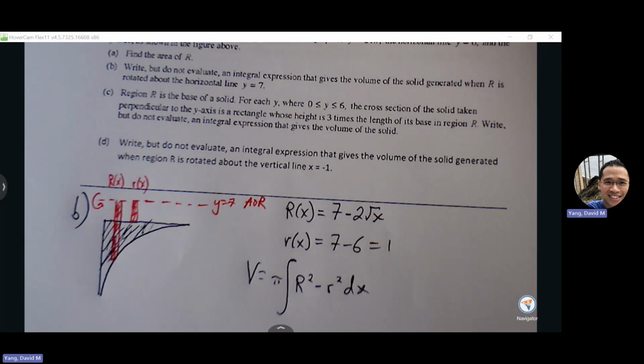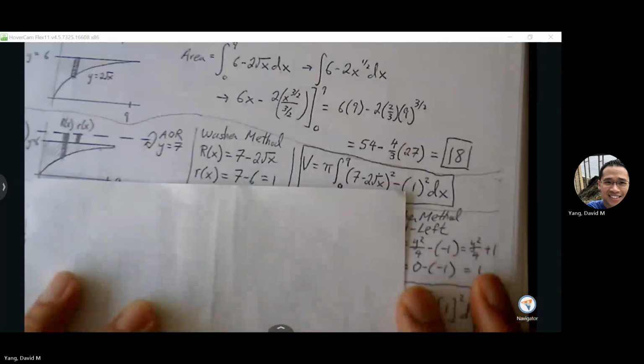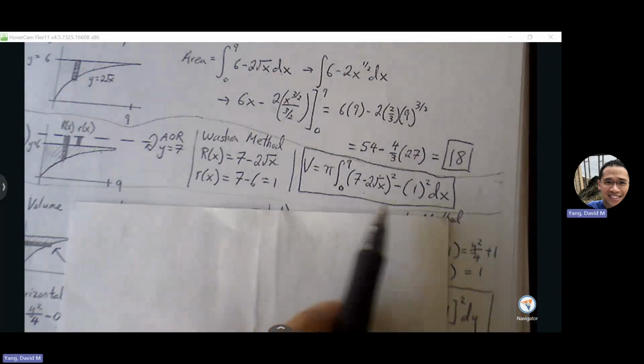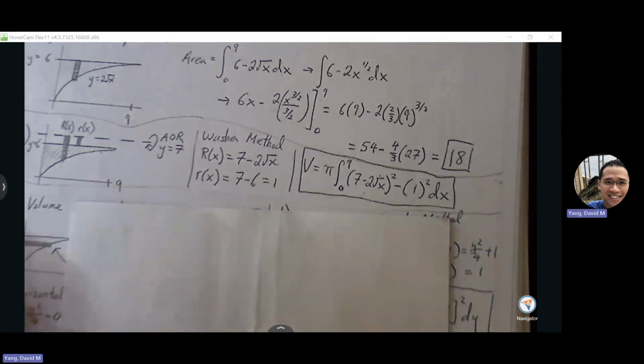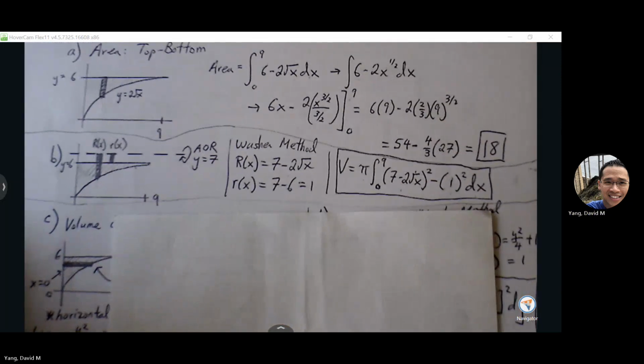Okay, part C. Oh, sorry, let me show the answer here. So big R squared minus little r squared from 0 to 9. This is the setup. If you want to go any further, technically you can work it out by hand, expand everything out, power rule, but they just ask for the setup.